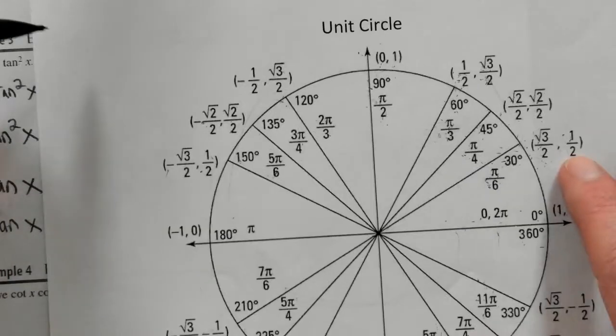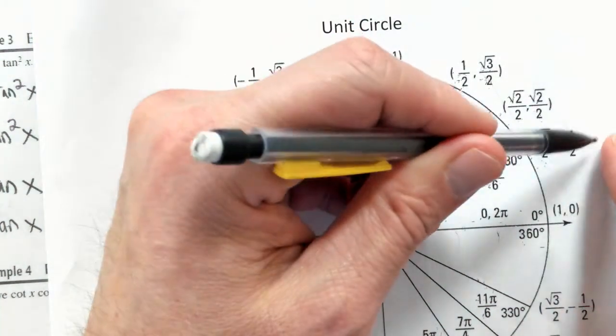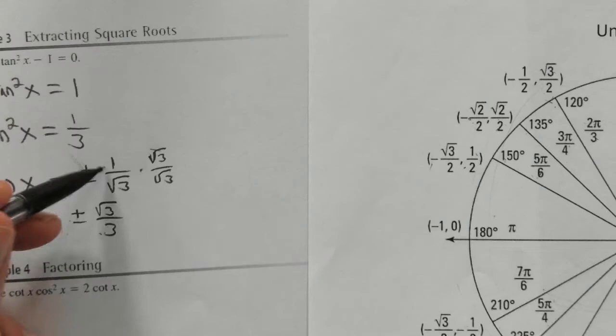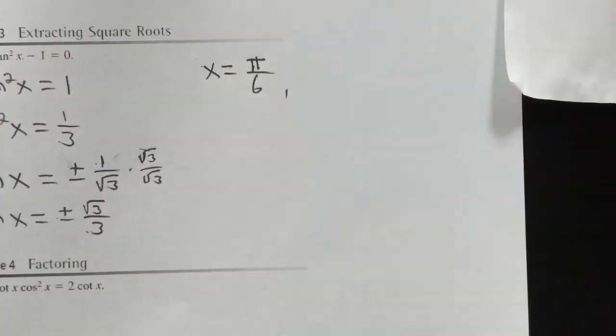All right, so here I've got y over x, which when I flip this, the 2's will cancel out, and that would be 1 over square root of 3, which is indeed what I'm looking for. So that's actually one of my solutions, pi over 6. So x is equal to pi over 6. All right, so let's see if there are any more.